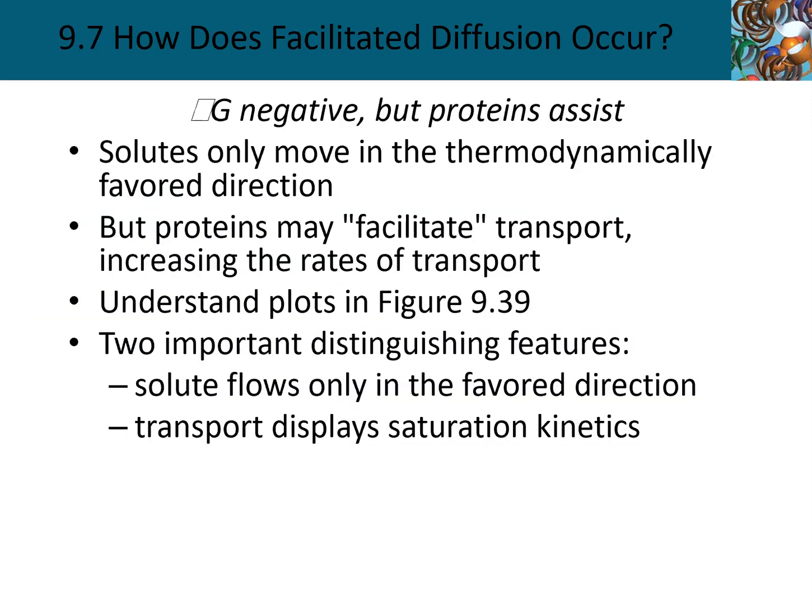So moving away from simple diffusion, facilitated diffusion. Facilitated diffusion is when a solute can only move in a thermodynamically favorable direction. So it still has to have a gradient which favors diffusion. But when you're looking at simple diffusion, as you reach towards equilibrium, the motive force for that diffusion decreases significantly, and the rate of diffusion changes significantly. With facilitated diffusion, proteins facilitate that transport, which increases the rate of transport.